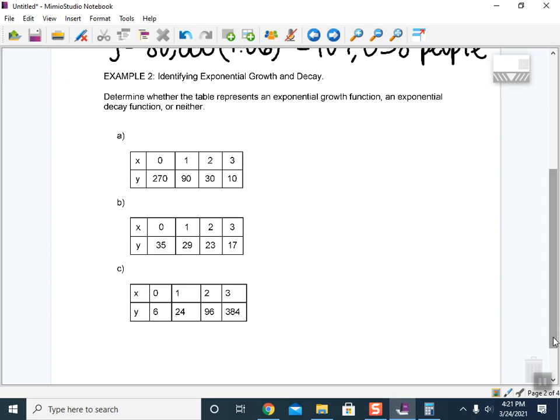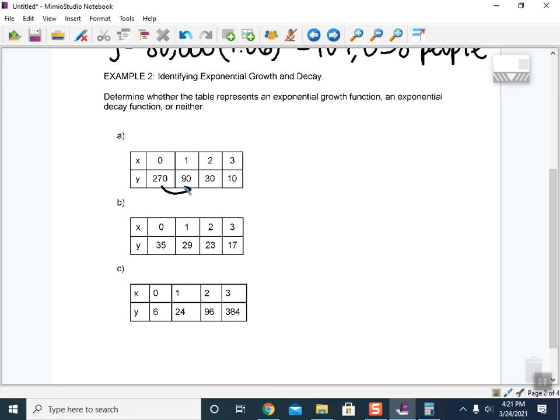Okay. Identifying exponential growth and decay. Determine whether the table represents an exponential growth function, an exponential decay function, or neither. First, we have to decide whether or not it's exponential, and then we can figure out if it's decay or growth. So here's what we're looking at.